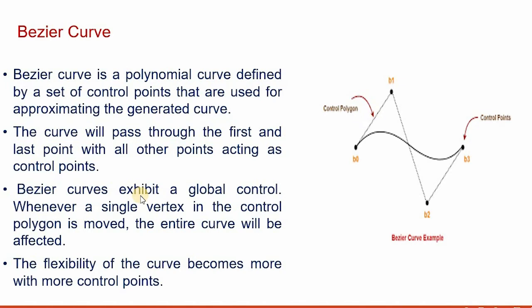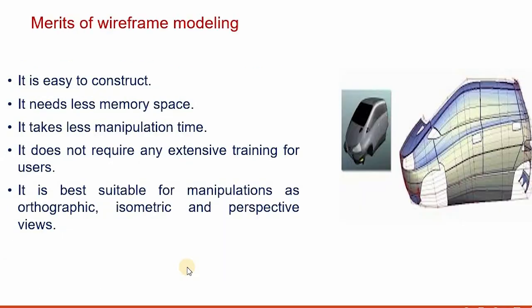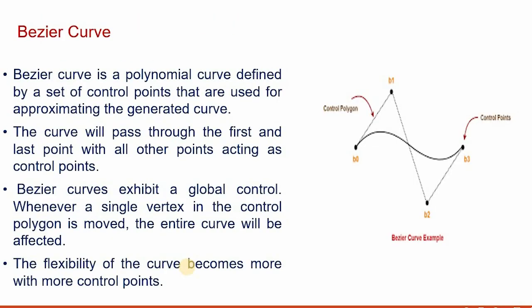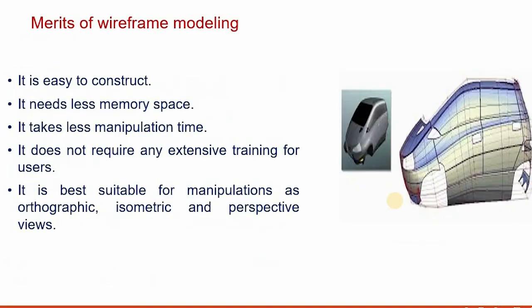The Bezier curve exhibits global control. Whenever a single vertex in the control polygon is moved, the entire curve will be affected. The flexibility of the curve comes with more control points. If you increase the number of control points, the flexibility of the curve will automatically increase.